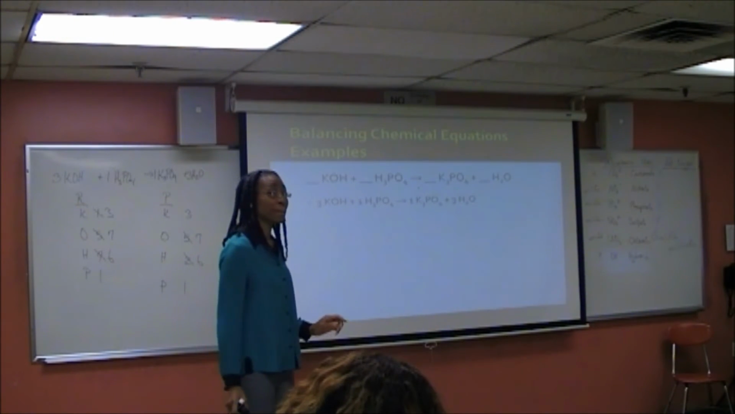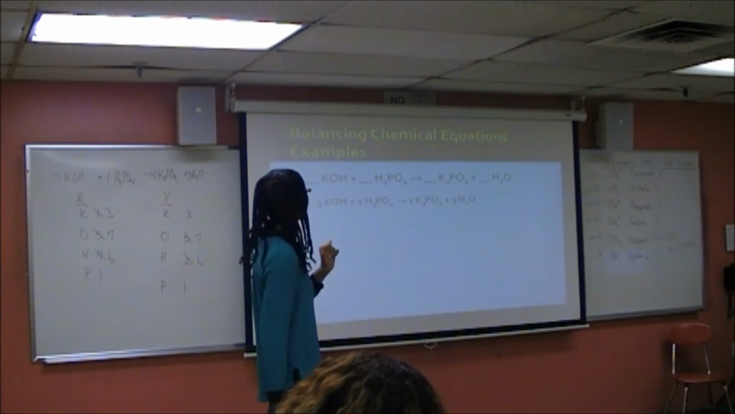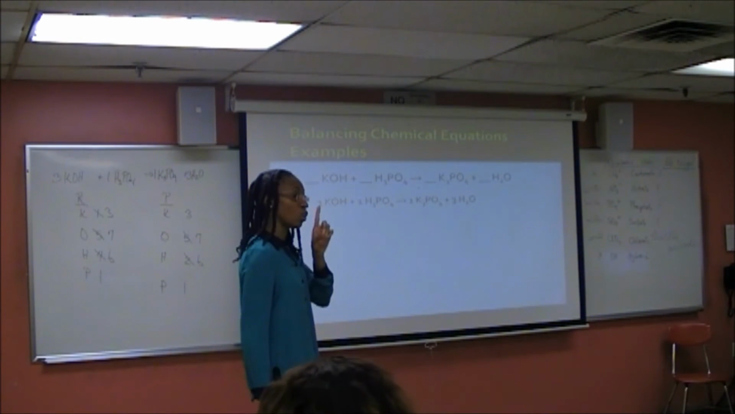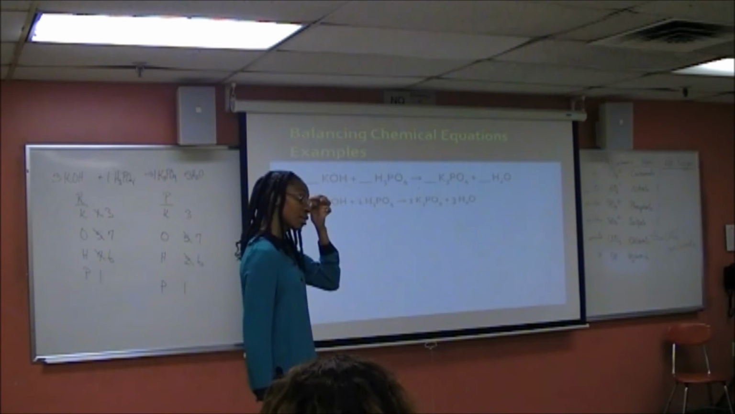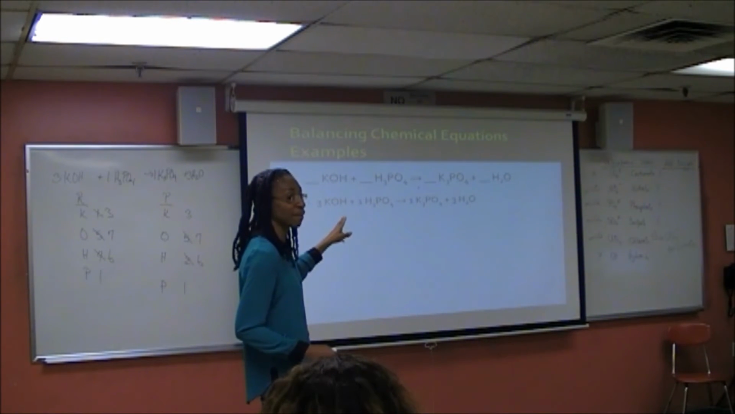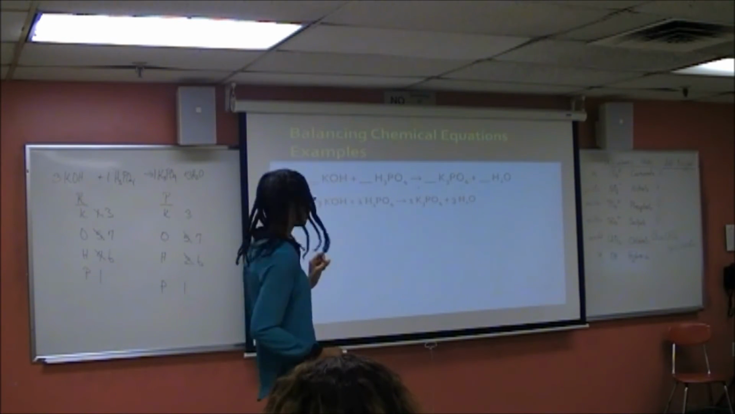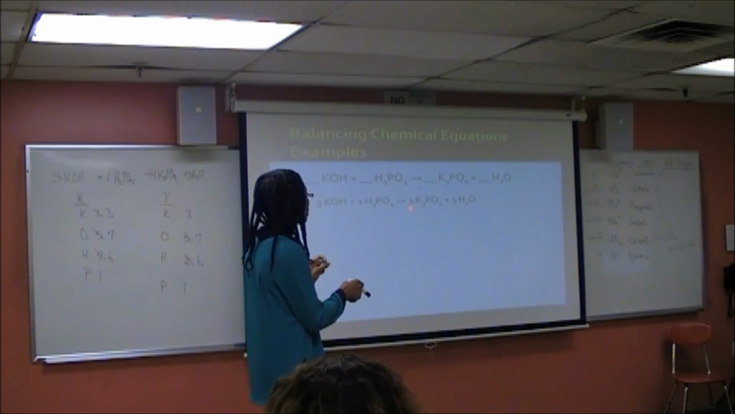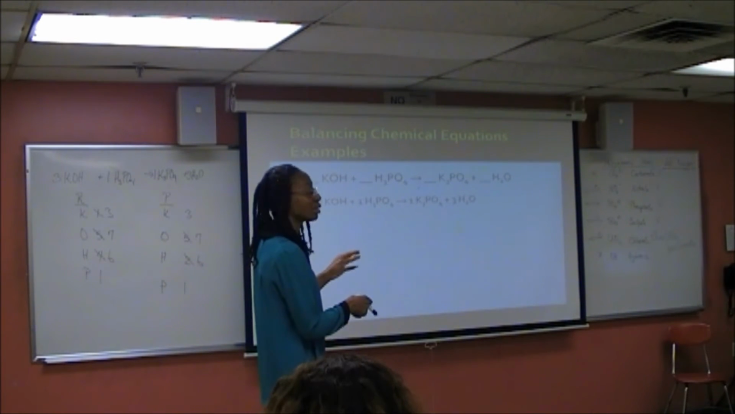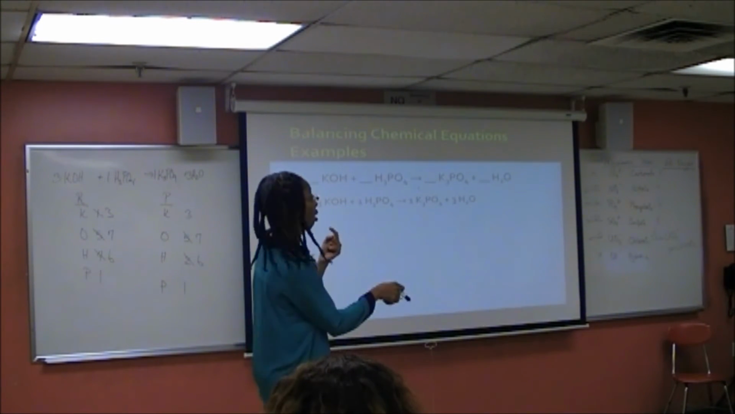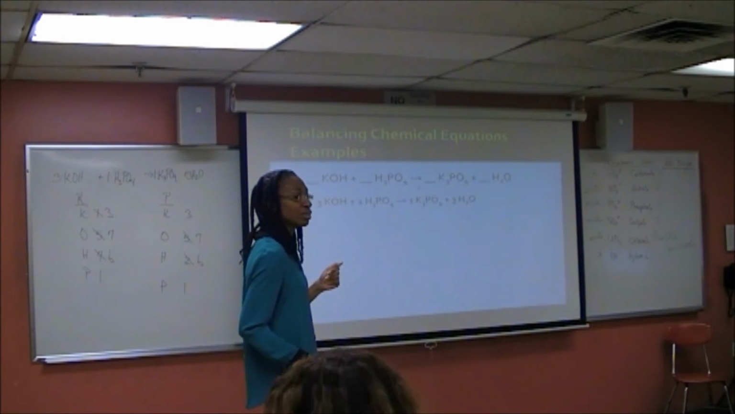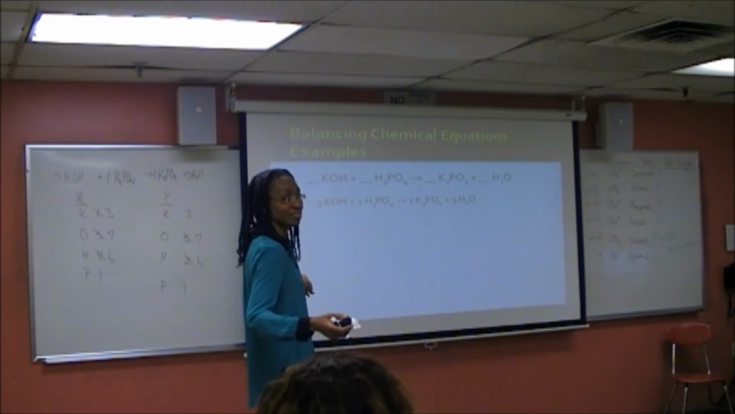Potassium hydroxide, very good, reacts with one molecule of what is that? Hydrogen? This is an oxyacid. Phosphoric acid, very good, to produce one molecule of potassium phosphate and three molecules of water. There you go.